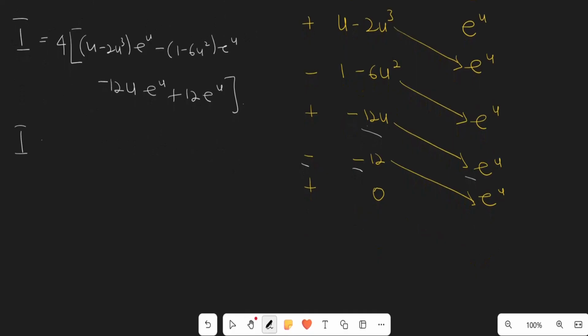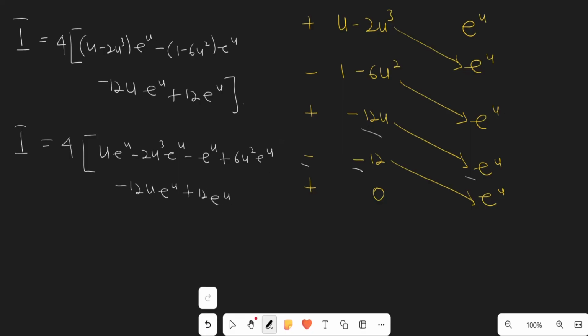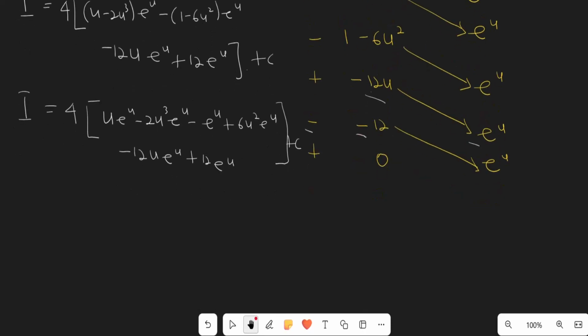So let's simplify it out. This one is 4. And now when you are multiplying, that is going to give you u e to the u minus 2u cube e to the u, minus multiplying this one out is going to give you e to the u, and then plus 6u squared e to the u minus 12u e to the u plus 12e to the u. So we are done, plus c, the constant of integration.